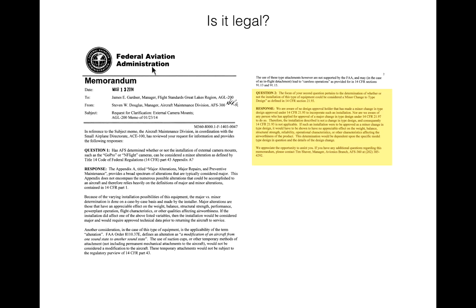So if your A&P agrees that this has no appreciable effect on weight and balance, structural strength, reliability, operational characteristics, or other characteristics affecting the airworthiness of the product, then they can sign the installation of our billet mount off as a minor alteration, and you have a legal camera mount on a certified airplane.